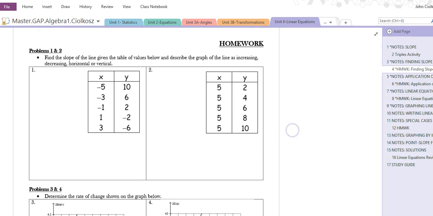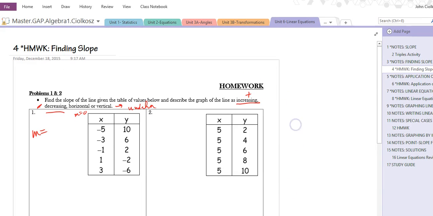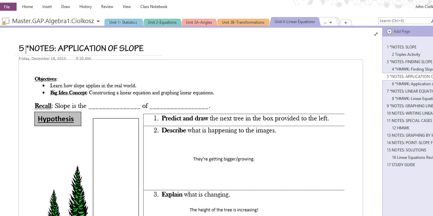The key words here are what we're looking for. You're going to find slope for each of these using any 2 points you like. And then you're going to tell me, is it increasing or decreasing, so that's positive, this is negative. Horizontal means the slope is 0, and vertical means our slope is undefined. So you're completing each of these, as well as identifying that. Once you've completed that, head on to 5 for some more notes. Alright, so looking at some of our applications here of slope.